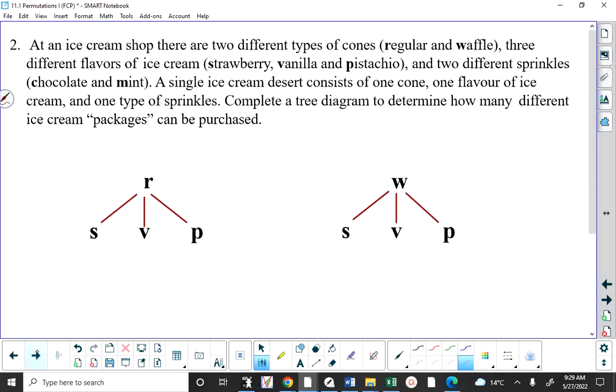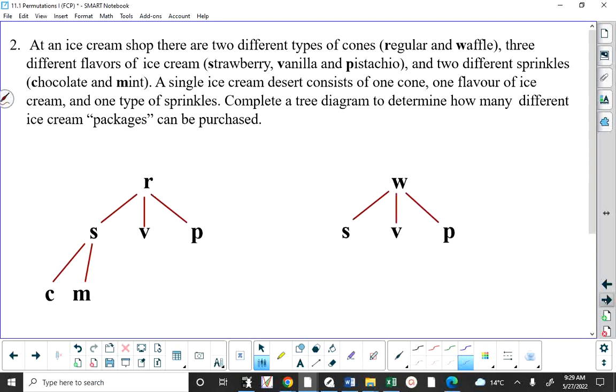But let's assume that one customer says, I want regular and I want strawberry ice cream. She now looks at that customer and says, well, okay, what kind of sprinkles do you have? So there's another choice. And the regular strawberry branches off now into 2 things. Regular strawberry chocolate sprinkles, regular strawberry mint sprinkles. And we continue in this fashion. And although you do need to be able to draw tree diagrams and understand them, this is still not the most efficient way of doing this problem.